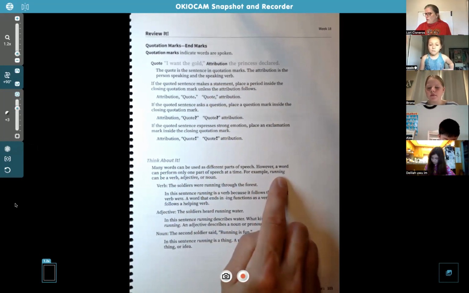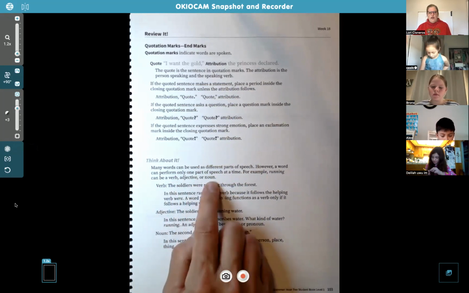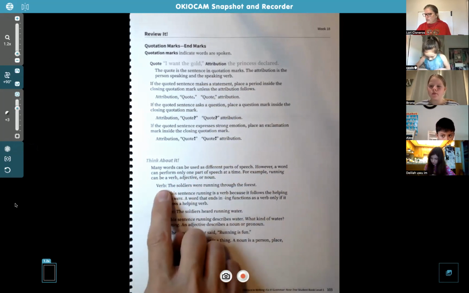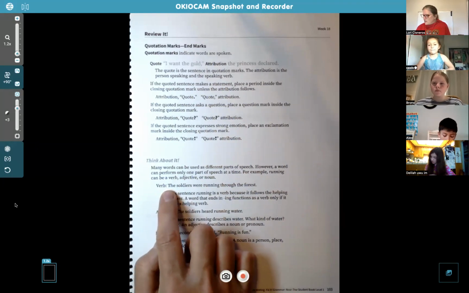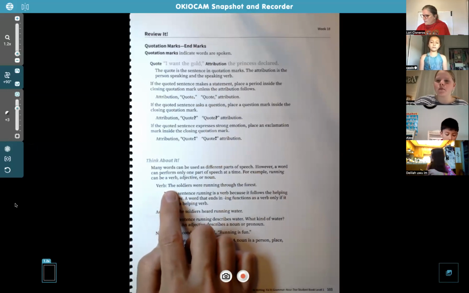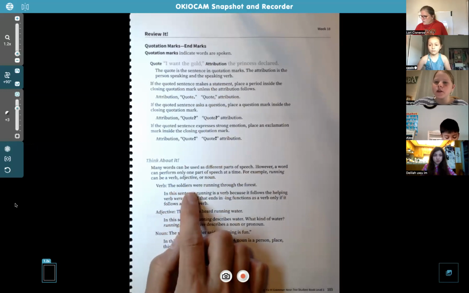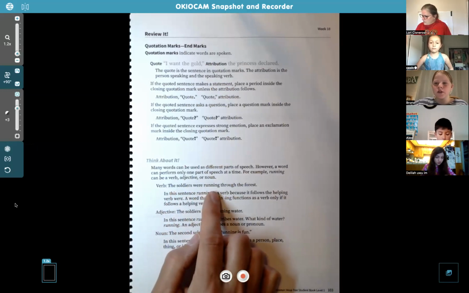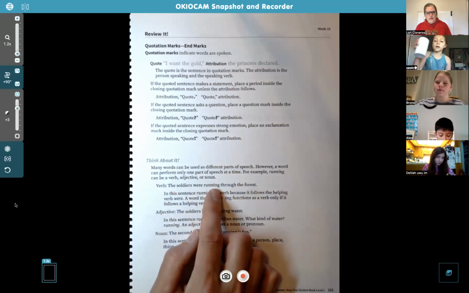For example, running can be a verb, adjective, or a noun. So here's the example as a verb. Alexis, can you read this example right here as a verb for running? The soldiers were running through the forest. Good. The soldiers were running through the forest.